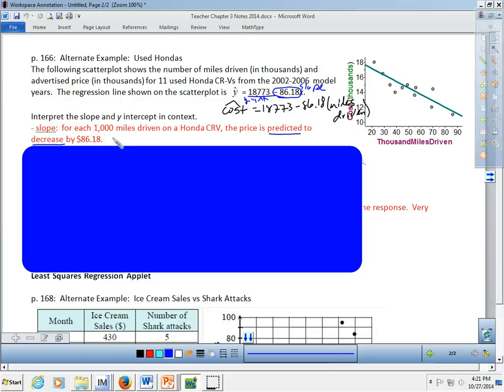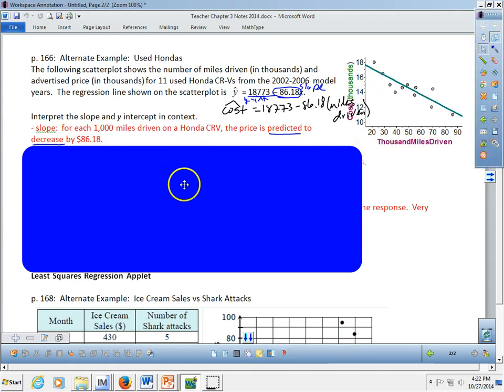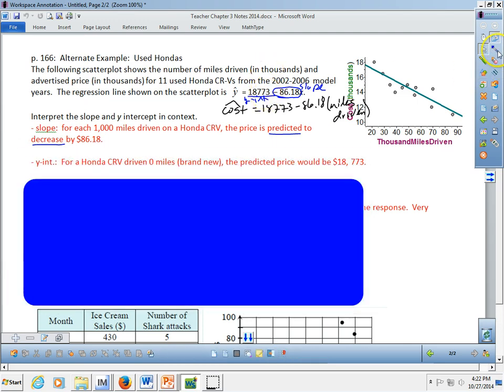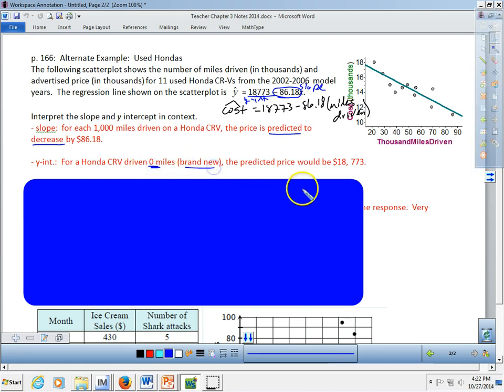Now, a great question would be, okay, where does that price start? Well, the price would start at when our miles driven was 0. And that's 0 on the x-axis, and so that would be our y-intercept. And so our y-intercept, being 18,773, simply says that for a Honda CR-V driven 0 miles, or in other words, being brand new, the predicted price would be 18,773. Okay? Now, I don't know from 2002 to 2006 if that makes a lot of sense or not. If Honda CR-Vs were that inexpensive, I don't know, 18,000 might sound like a lot.